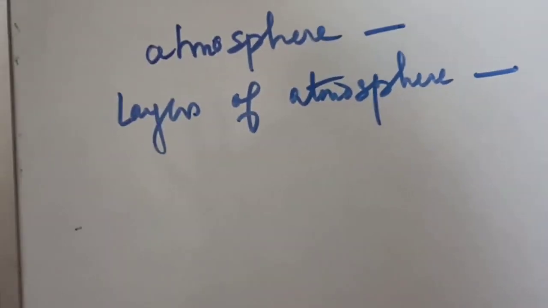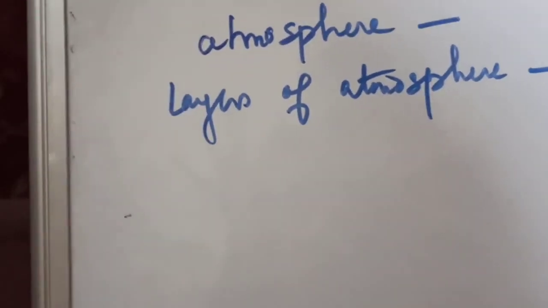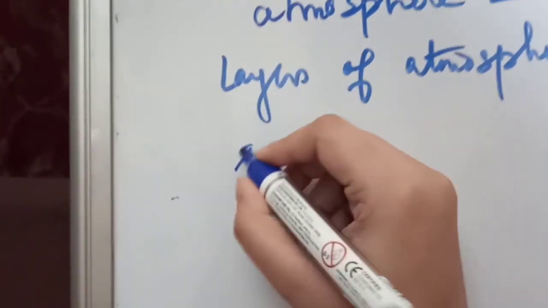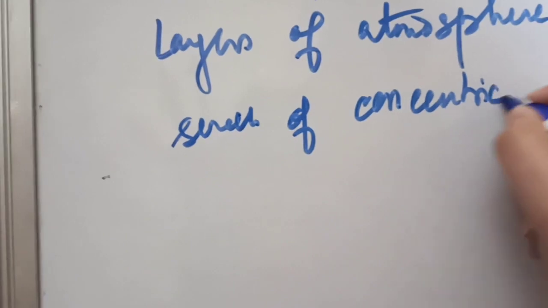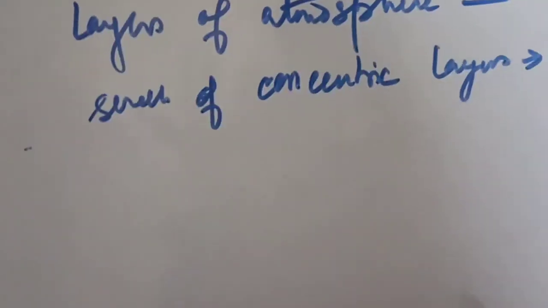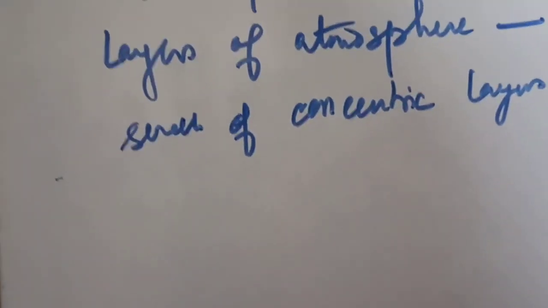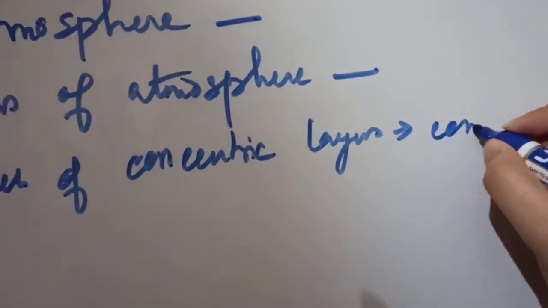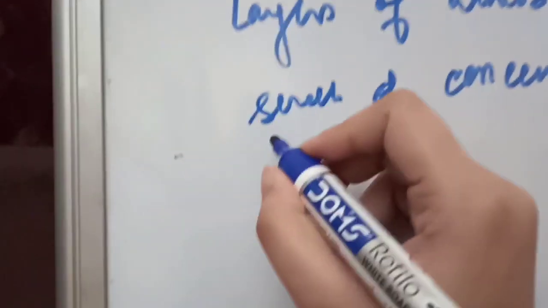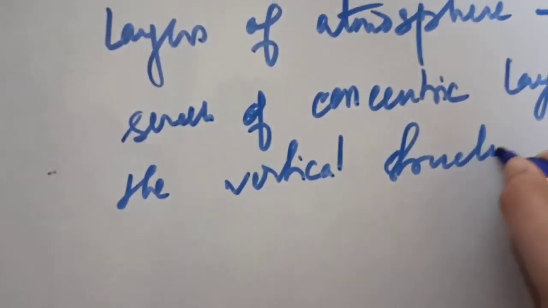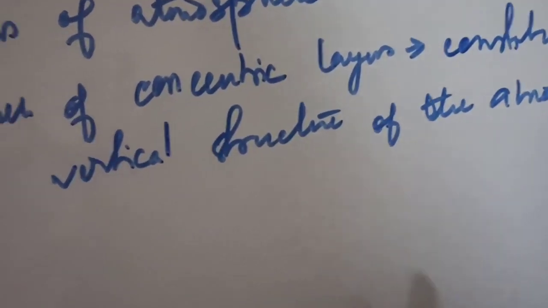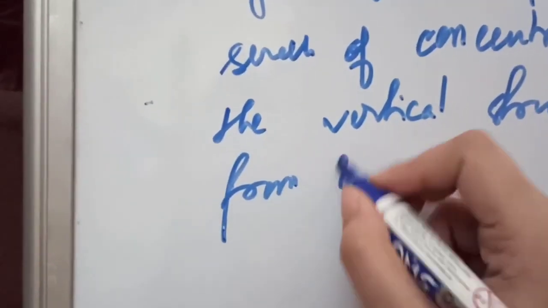The atmosphere around the earth is found in a series of concentric layers. These layers constitute the vertical structure of the atmosphere from the earth's surface.